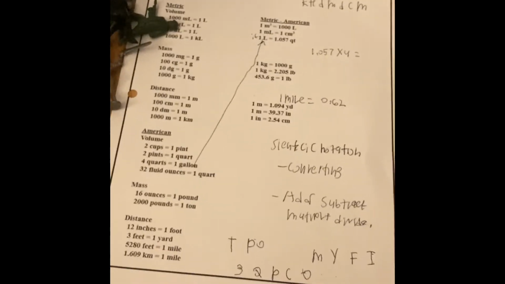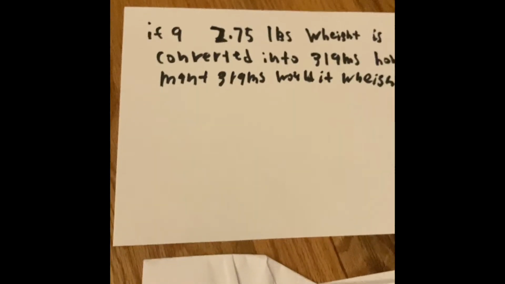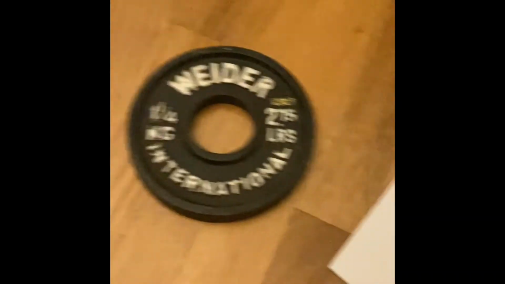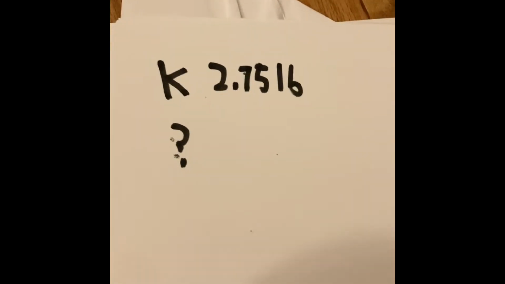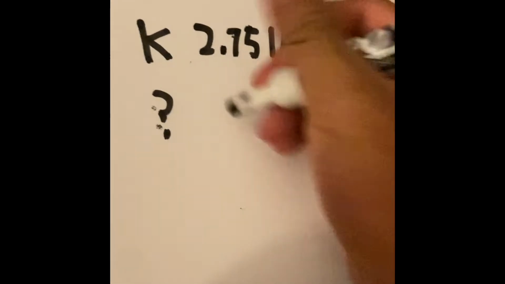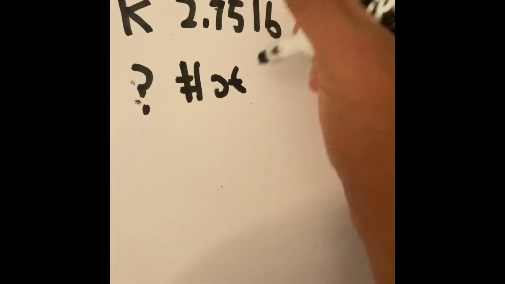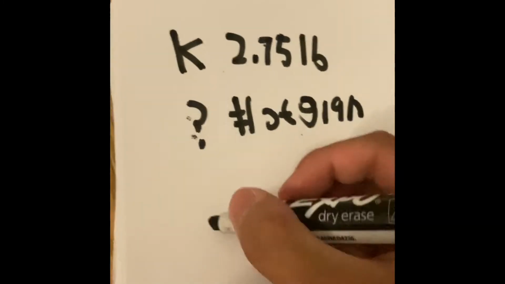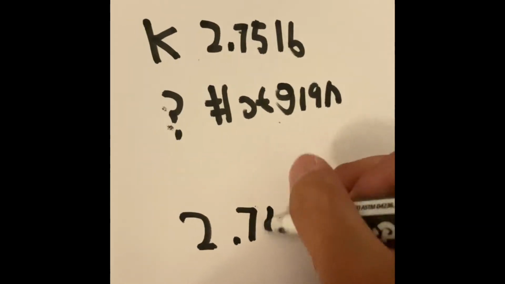Before we start taking out the numbers and the math from the conversions, we have to know what we know, and we have to find out what we're trying to look for. What we already know is the weight weighs 2.75 pounds. But what we don't know is the number of grams that equal 2.75 pounds. So we're going to put that right here, 2.75.